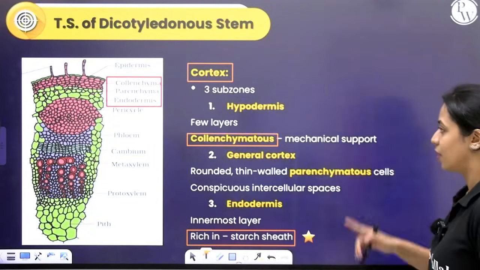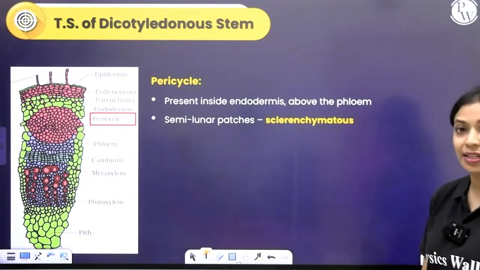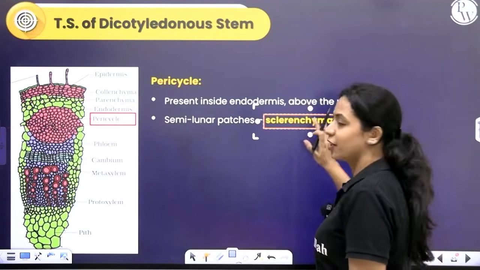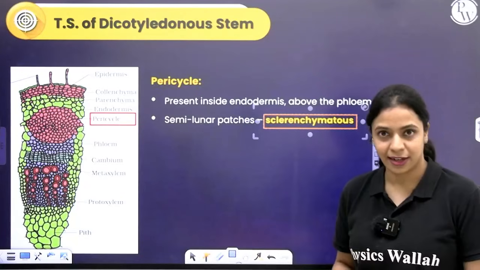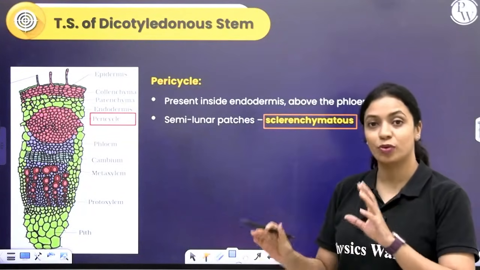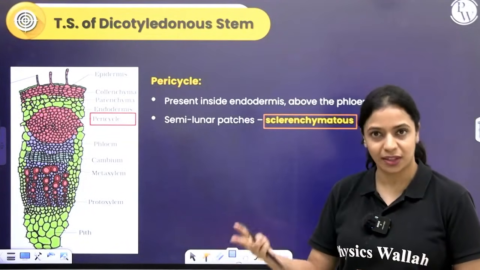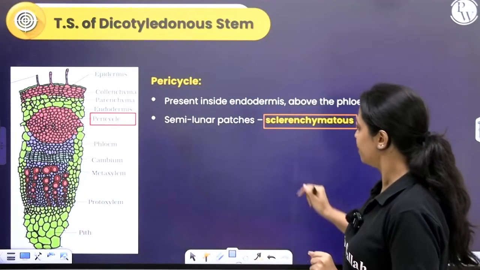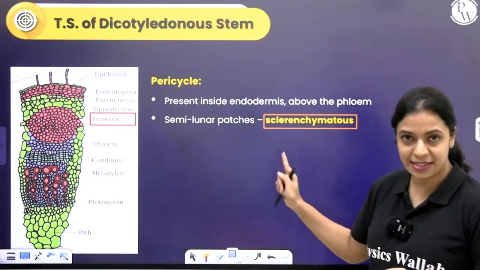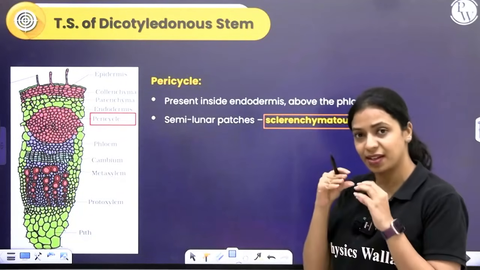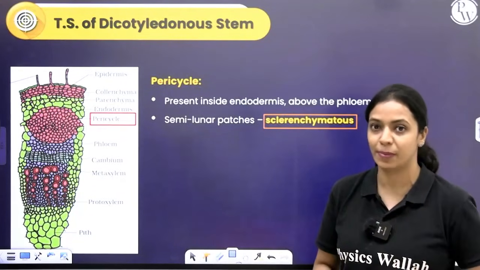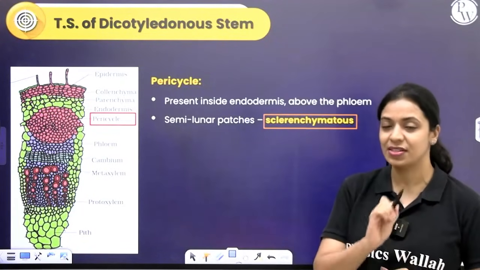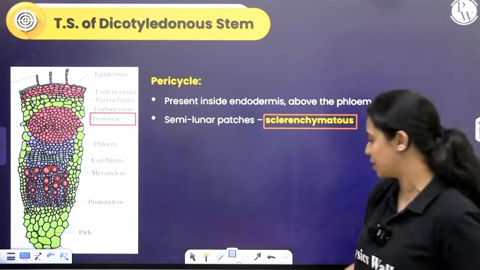Okay. Now, talking about the pericycle. The pericycle here is sclerenchymatous in nature. In root, we did not see CsC or sclerenchyma, but in dicot stem, you find all types of tissues. There's parenchyma, CsC, and the hypodermis, sclerenchyma, and the pericycle, xylem, phloem, everything is there. This pericycle is made up of sclerenchyma and it's present right on top of vascular bundles. It's present in the form of semi-lunar patches. Semi-lunar patches means half circle, semicircular patches.